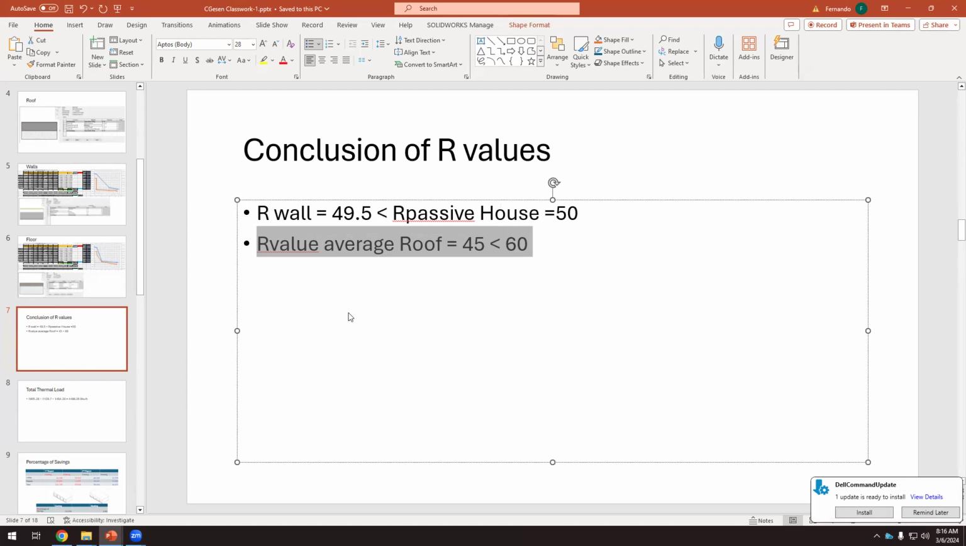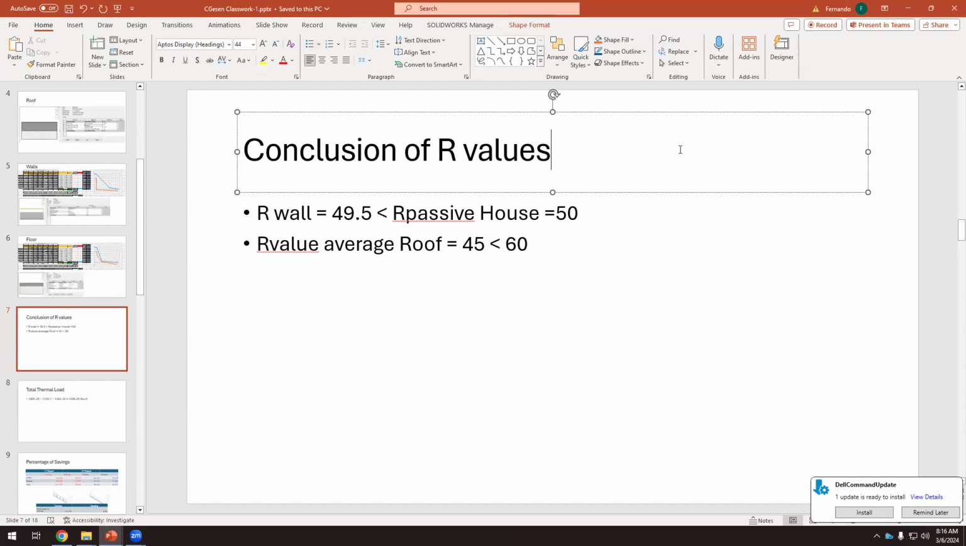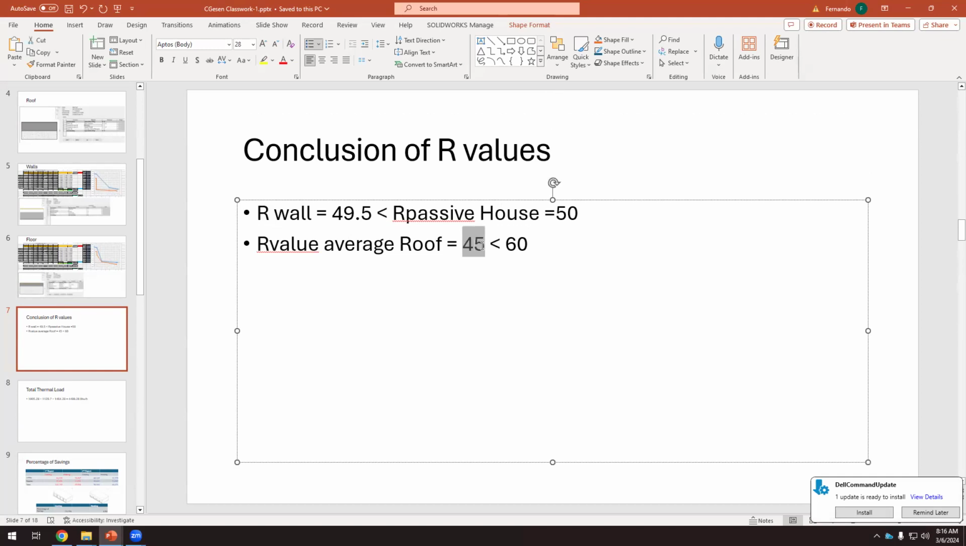Maybe there are reasons that you can add more thermal insulation, because adding more thermal insulation means we have to make the element thicker and heavier. So probably there are structural reasons that we can add more weight to that roof. There might be reasons, but this is what you get. You have an R value of 45. It's a little far from 60. And then finally, we have to do the same thing with the floor. So that would be the conclusion of our values.